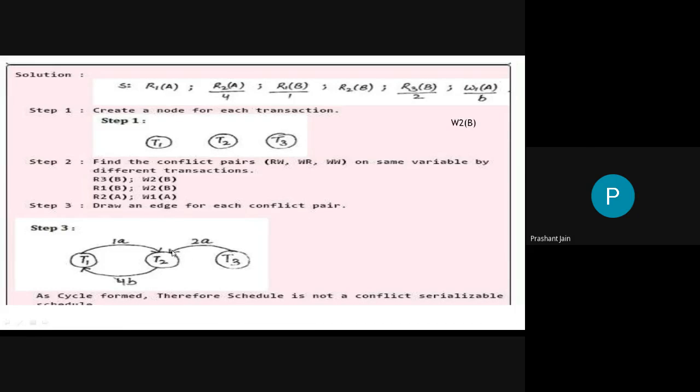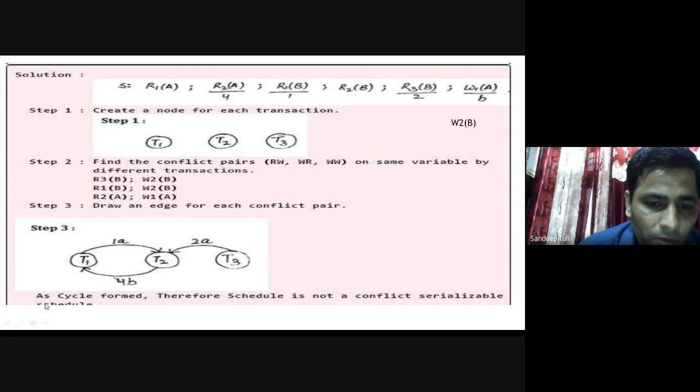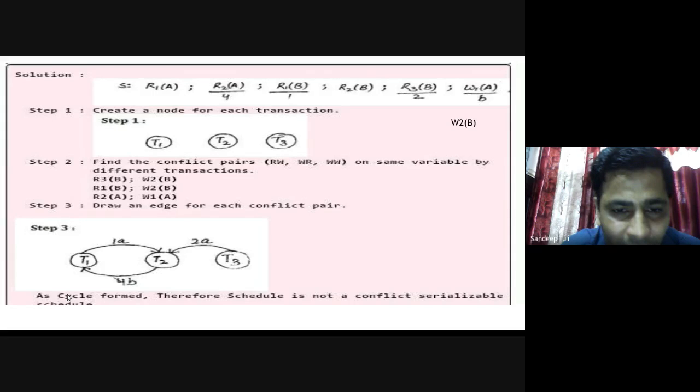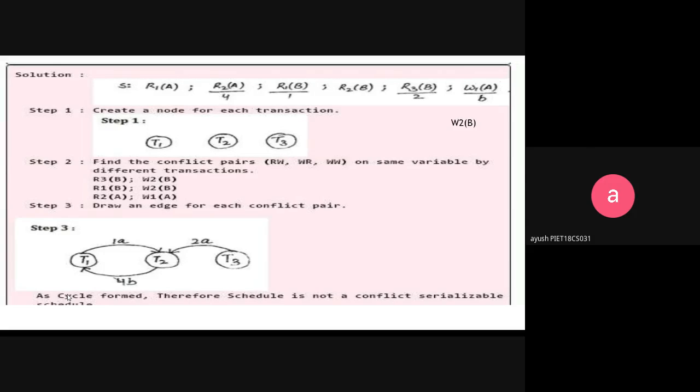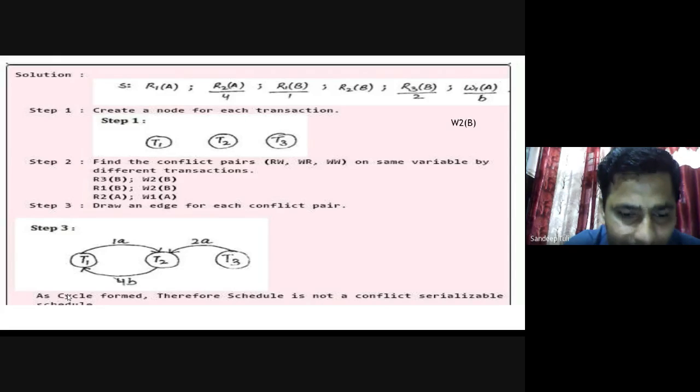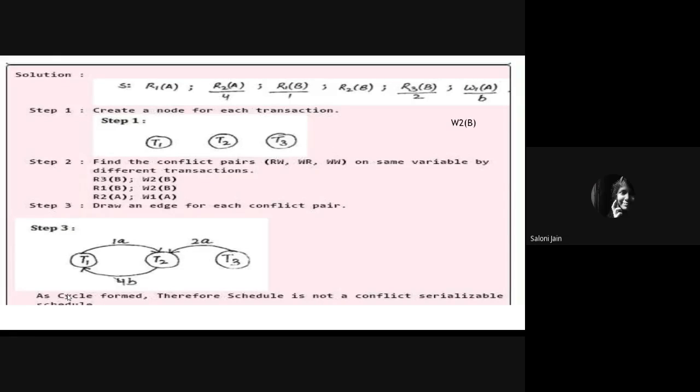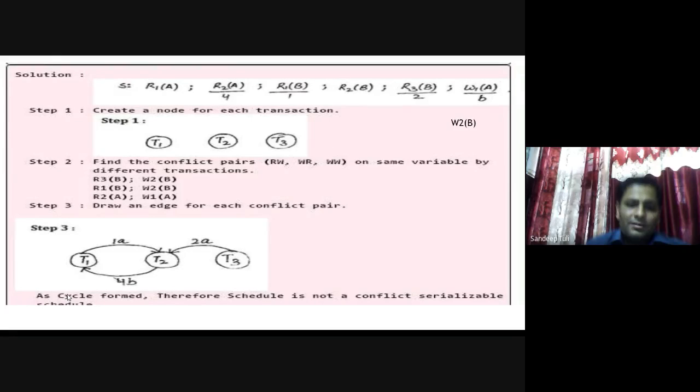Okay, so in the second step we have identified some conflict pairs, and in the third step we have drawn a directed graph that is visible to you all now. Now the final step is the fourth step, which is to find out whether this graph is cyclic or non-cyclic. I think cyclic is clear to all. Is the cyclic graph clear or do I need to explain it? Yes, sir.